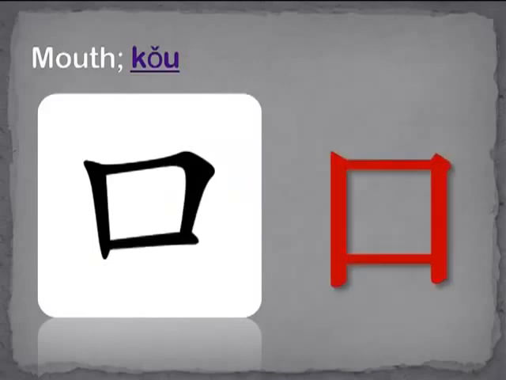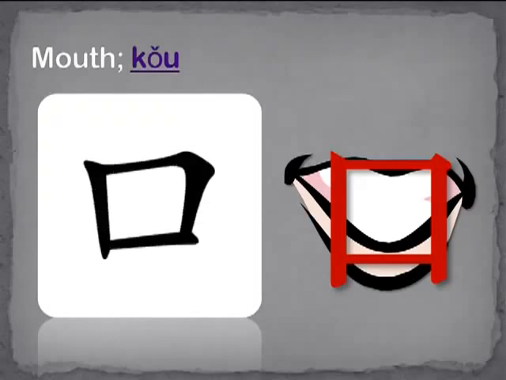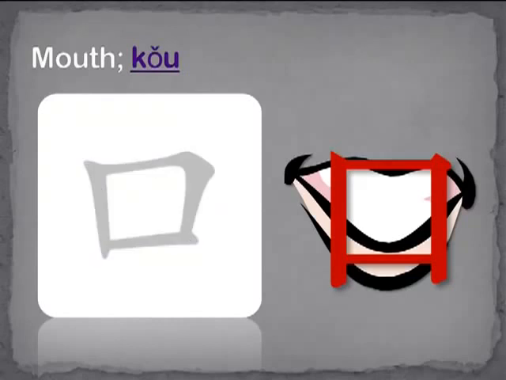I'm showing it in red because mouth can represent the actual mouth, but it also can represent a person, or breath, or the spoken language that comes out of the mouth.